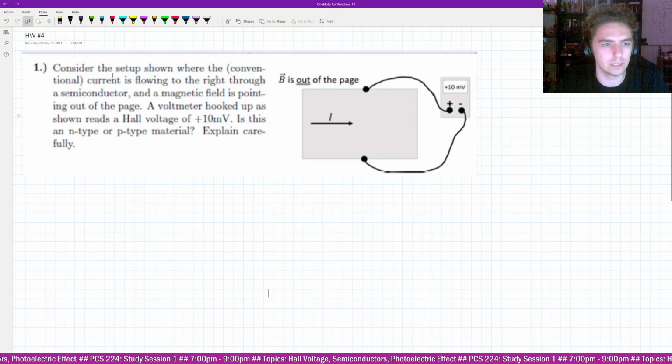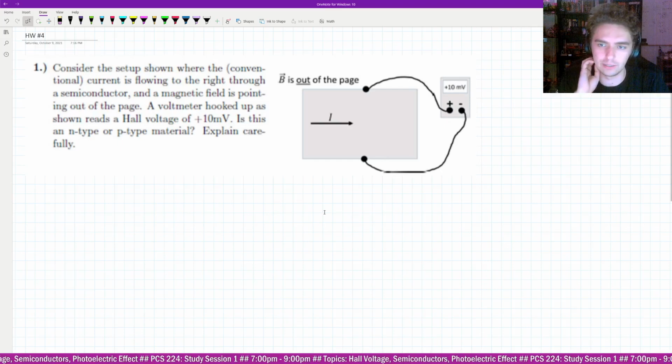So anyway, consider the setup shown in this figure. Current is flowing to the right through the semiconductor. A magnetic field is pointing out of the page. A voltmeter hooked up as shown reads a Hall voltage of positive 10 millivolts. Is this an N-type or P-type material?